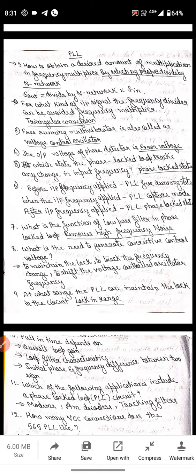Next, what is the function of a low pass filter? First of all, a filter removes noise. The low pass filter in a phase locked loop removes high frequency noise. What is the need to generate a corrective control voltage? To maintain the lock, to track the frequency change, and to shift the voltage controlled oscillator frequency.